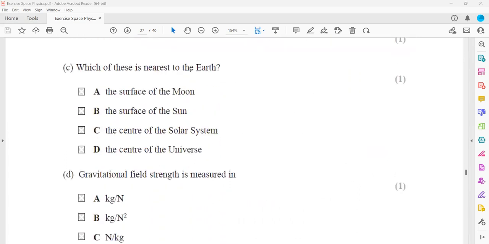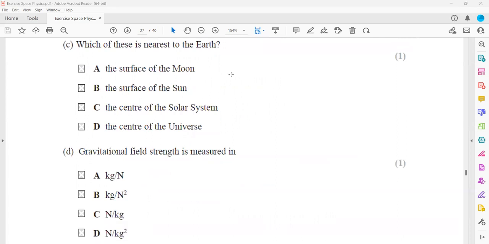The next one: which of the following is nearest to Earth? The surface of the Moon, the surface of the Sun, the center of the solar system, the center of the universe. So the surface of the Moon is the closest to us. That's right. The next one: gravitational field strength is measured in what? Kilogram per Newton squared, Newton per kilogram, Newton per kilogram squared.